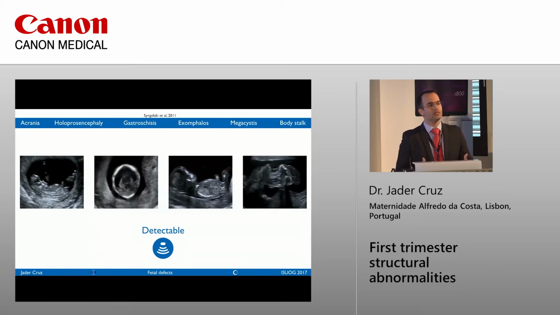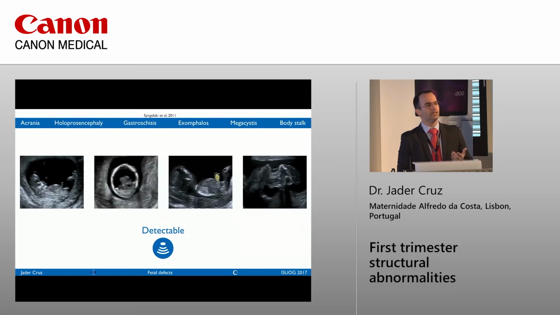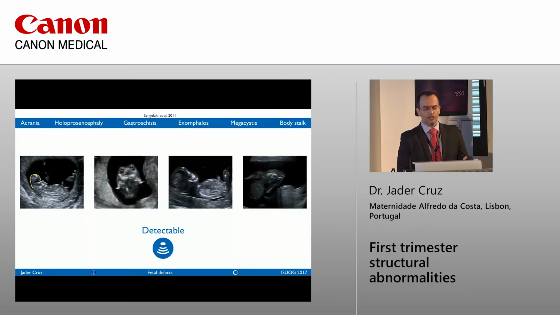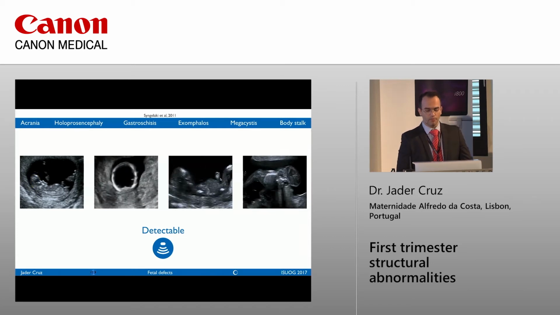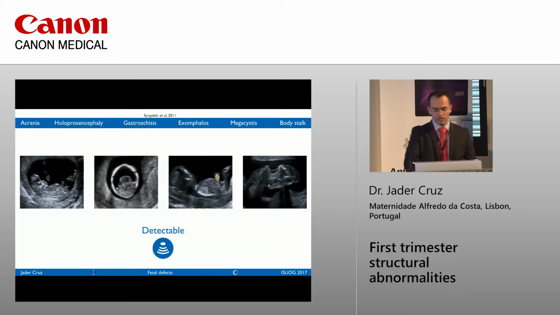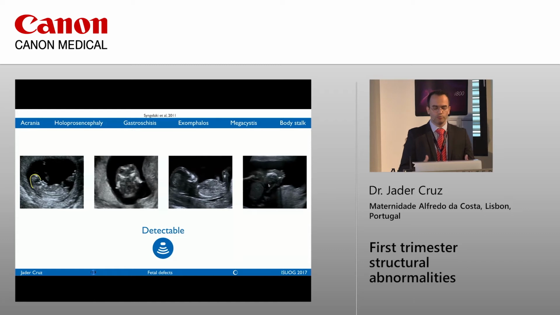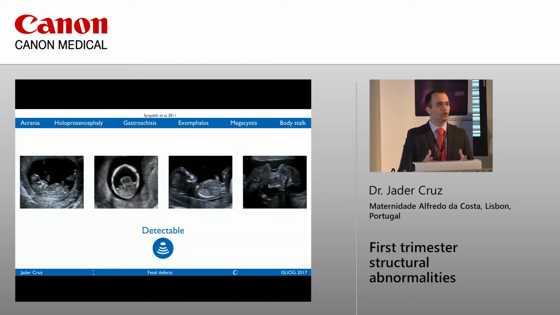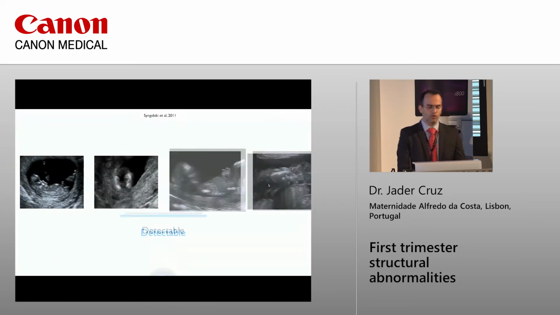Exomphalus and gastroschisis you can also see in the same section, when you're looking in a cross-sectional view of the baby to see the abdomen, or in a sagittal view, and you can see there is something coming out through the abdominal wall. And of course, megacystis, I don't show you here, but I have an image afterwards. And body stalk anomaly, they are completely different in structure from the normal, and you can always detect them. So there are abnormalities that we are always going to detect.